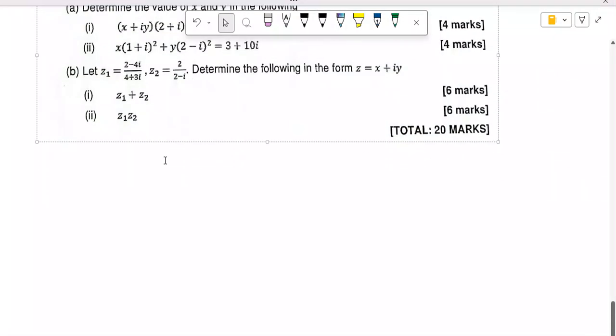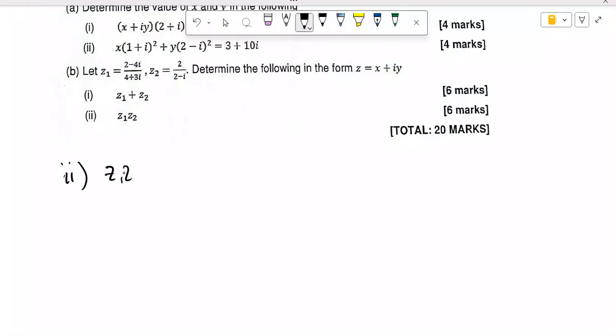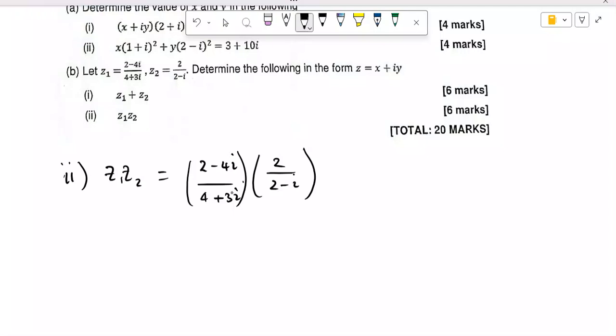So the last part is now Z1, Z2. Okay, so this is multiplying. So you have Z1 is (2 minus 4i) over (4 plus 3i). So you multiply it with Z2, which is 2 over (2 minus i). Okay, so you're multiplying the numerator and the denominator.